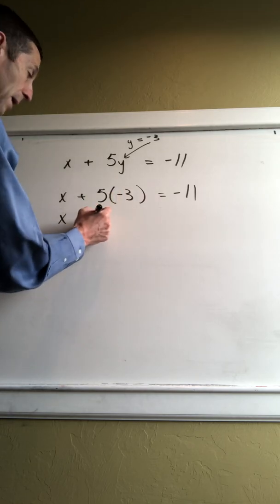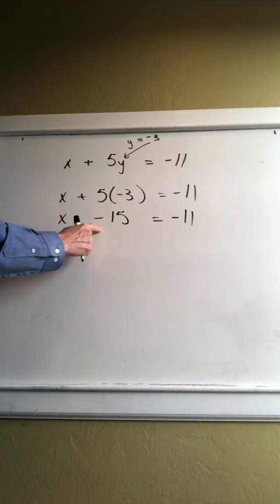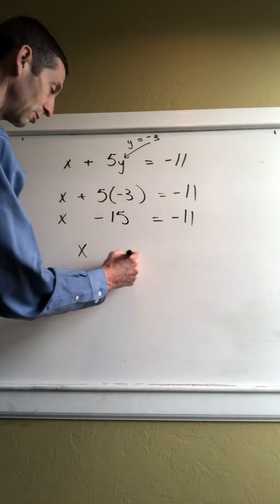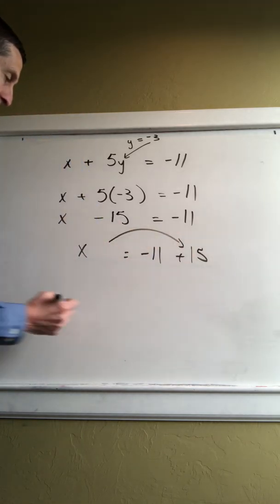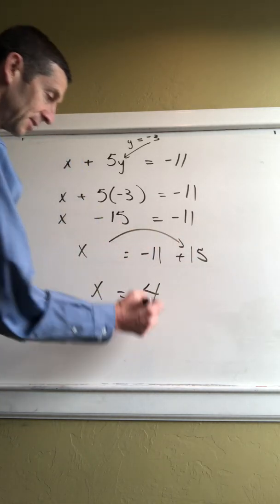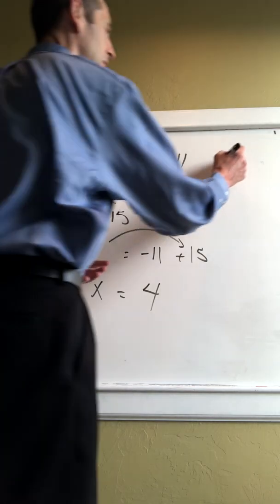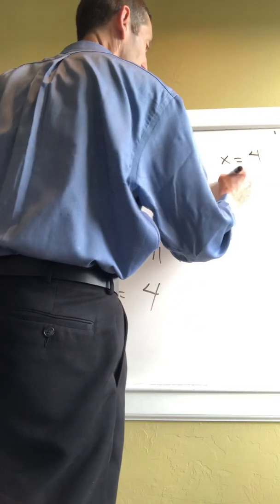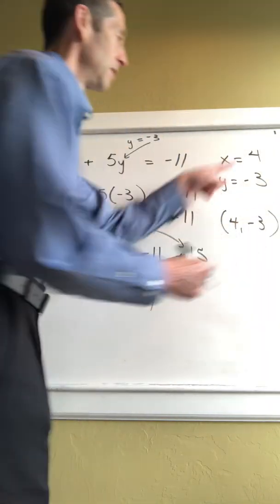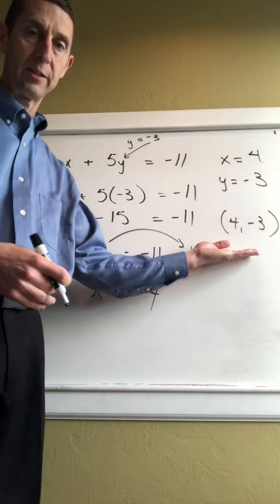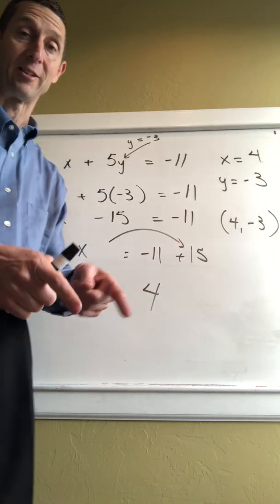X minus 15. So here's negative times positive, minus 15. And then it gets crazy again. It just changes right back because over here it becomes positive 15. So it looks like x is going to equal positive 4. So again, you have two answers. X equals 4, y equals negative 3. X coordinate, y coordinate, answers in ordered pair. Like, aha, solving by elimination.